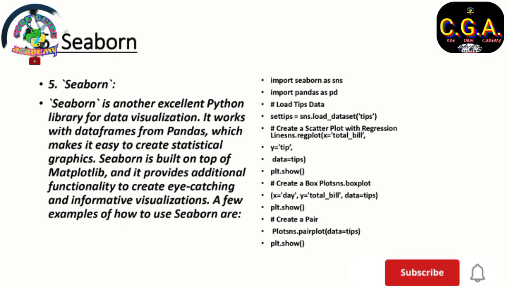Python. Import seaborn as sns. Import pandas as pd. # Load tips dataset. tips = sns.load_dataset('tips'). # Create a scatter plot with regression line. sns.regplot(x='total_bill', y='tip', data=tips). plt.show(). # Create a box plot. sns.boxplot(x='day', y='total_bill', data=tips). plt.show(). # Create a pair plot. sns.pairplot(data=tips). plt.show().